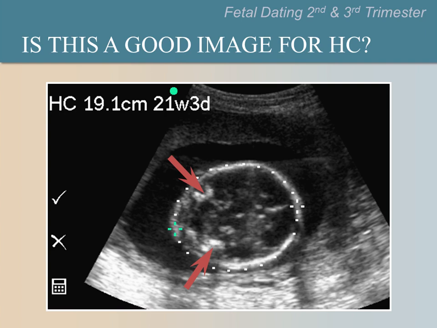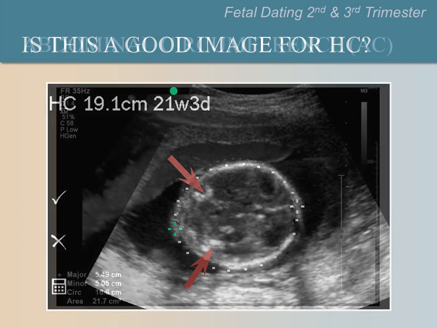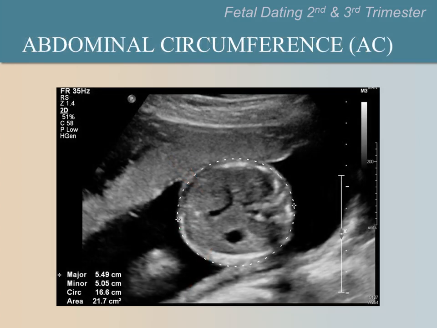There should be no bright white structures in this area. You shouldn't see any bone. This is even lower than the cerebellum. The abdomen is the next structure to measure to determine gestational age.